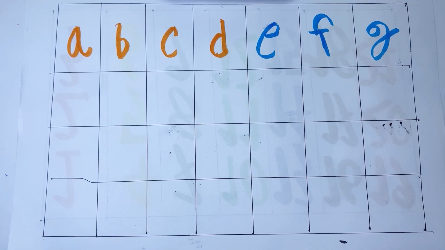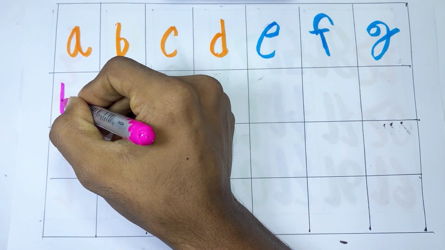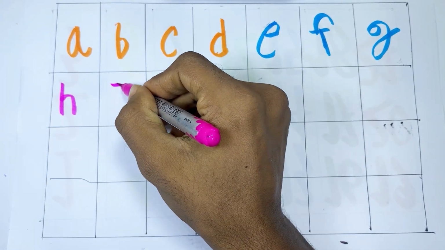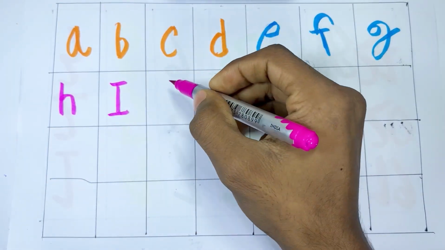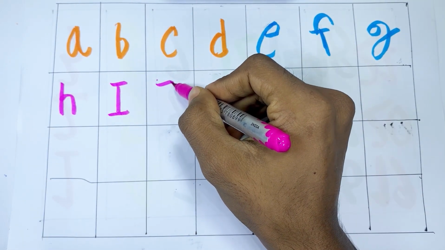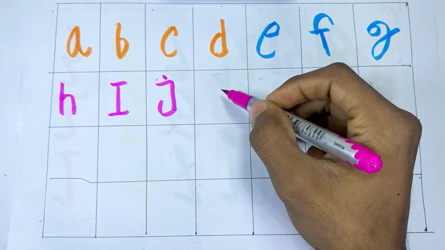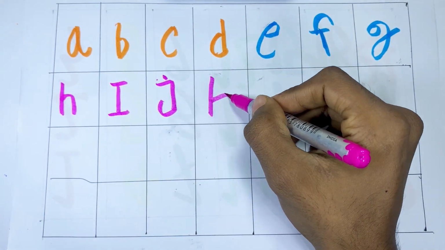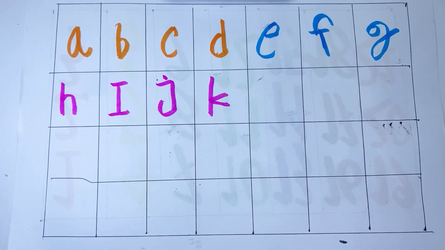Kids, now you draw H for helicopter. I for ice cream. J for joker. K for king. Small letters alphabets of K.